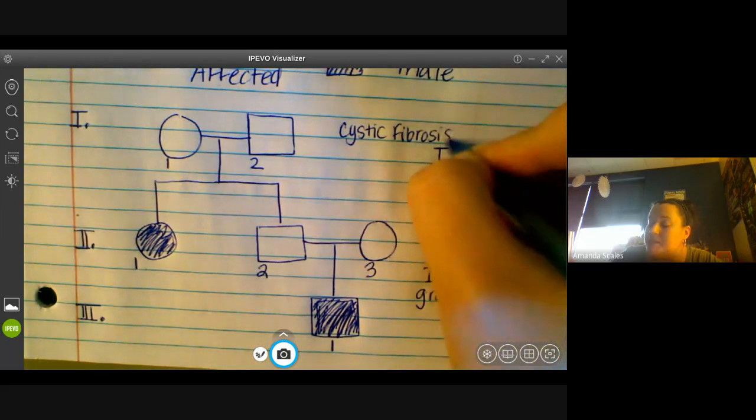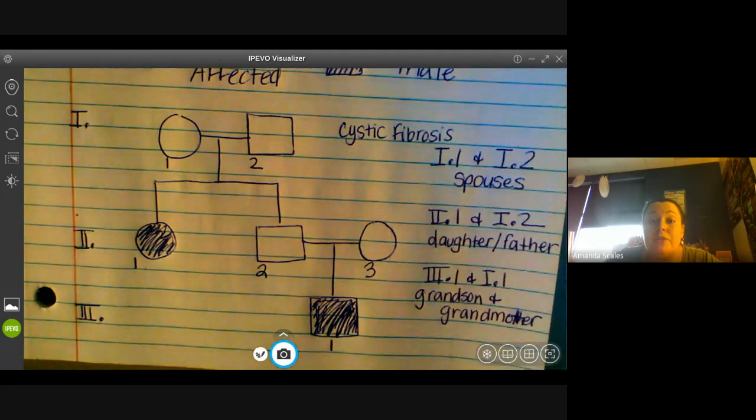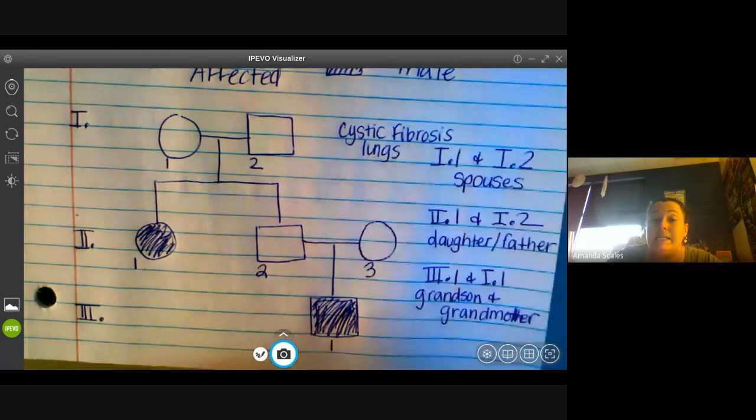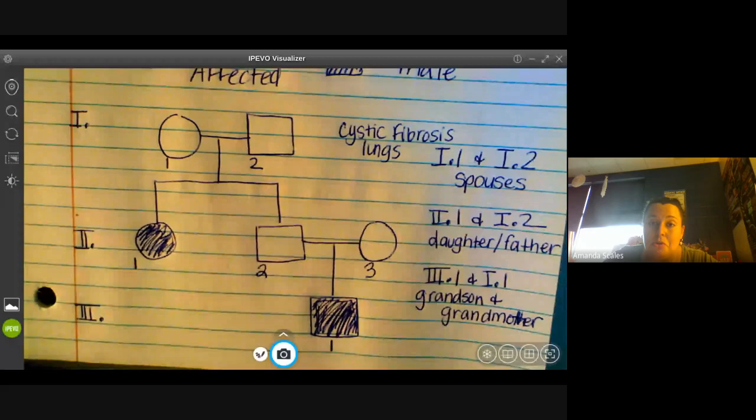Cystic fibrosis is a genetic disease of the lungs. What happens is it produces a very thick mucus inside the lungs, and it makes it really hard to breathe. And again, it's something that they're born with. They can't control it. So you either get the gene for it or you don't get the gene for it.